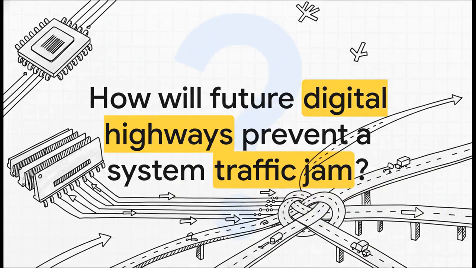And all of this brings us to one final big question for the future. As our CPUs and our memory just keep getting ridiculously faster, the challenge of actually connecting them gets harder and harder. So as we keep building these ever more powerful computers, how are these digital highways going to have to evolve to stop us from hitting the ultimate system-wide traffic jam?